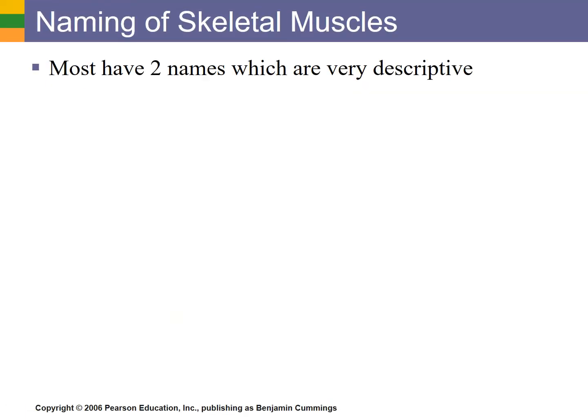I want to start by talking about how muscles are named, because I believe that if you understand how muscles are named, it'll make it easier for you to learn the names of the various muscles and their groups. Muscles typically have two names. They can have one, they can have more than two, but typically they have two names, and those names are very descriptive in some way.